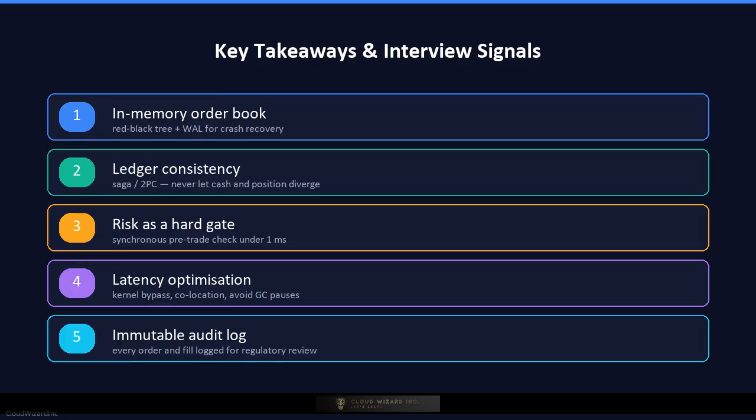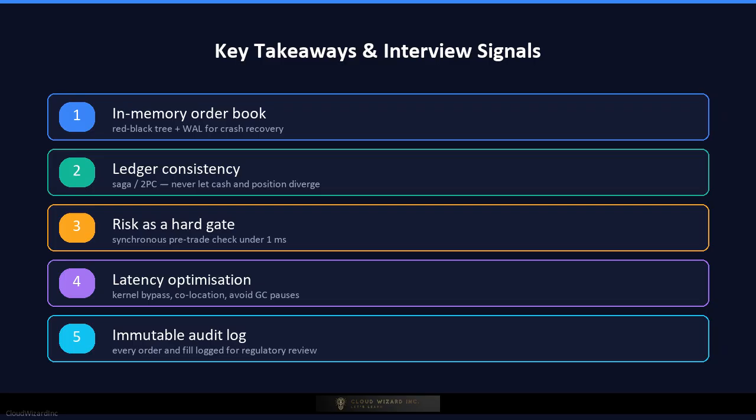Key takeaways for your interview. First, the order book and matching engine are the heart of the system. Always discuss the in-memory sorted data structure, price-time priority matching, and how you recover the book after a crash using a write-ahead log. Second, consistency between the ledger and the order book is the hardest distributed systems problem here. Discuss two-phase commit, sagas, and idempotent trade processing to prevent double fills or double charges.